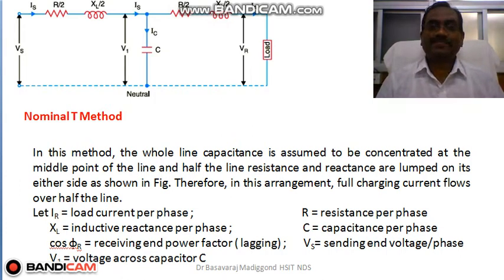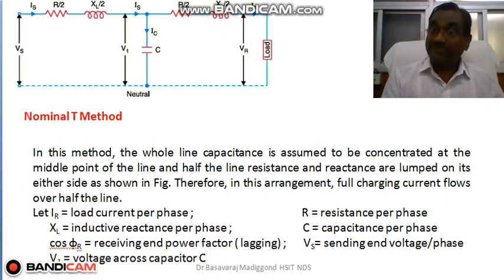Hello friends, today we shall continue with our discussion on performance of a transmission line, especially medium transmission line. In the last video lecture we have discussed about the end condenser method. There were three methods to analyze the performance of the medium transmission line. The first one is end condenser method, second one is nominal T method, another one is nominal pi method.